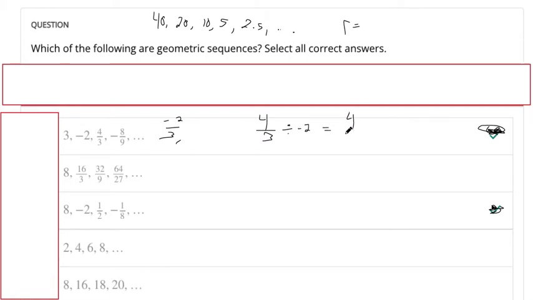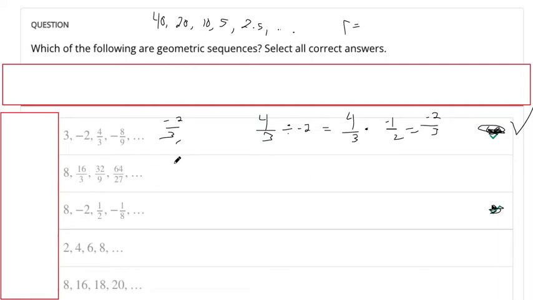So if you do your fraction arithmetic here, we want to flip and multiply. So I'm going to multiply by -1/2. And if I cross simplify, that gives me -2/3. So I took this term, divided by this term, I got -2/3. I took 4/3, divided by -2, I get -2/3. And if we do the same thing here, you'll see you'll get -2/3 again. That's why this one is geometric.